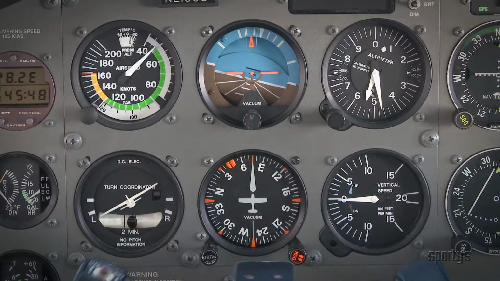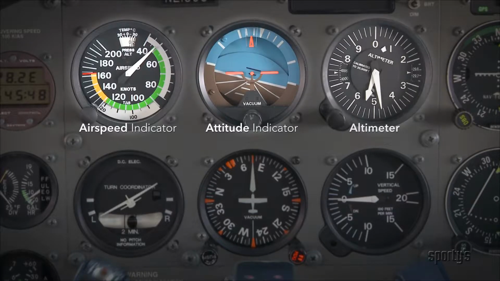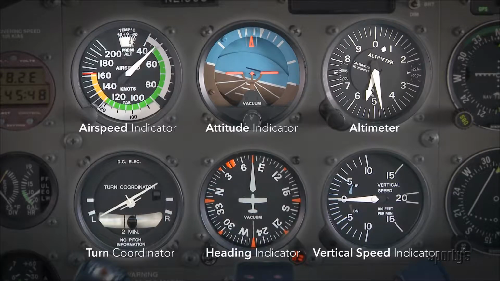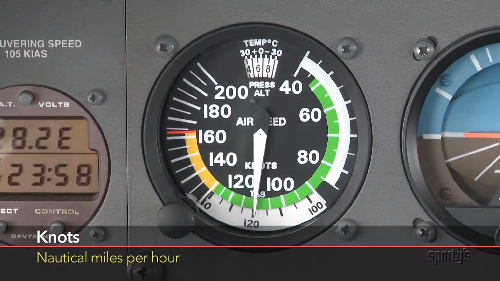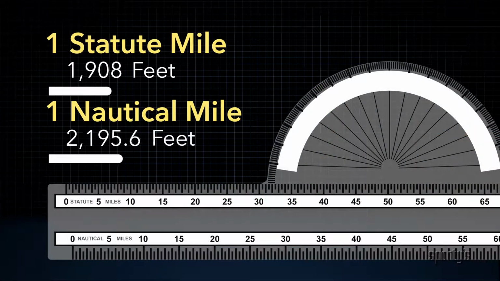The flight instruments are the airspeed indicator, the attitude indicator, altimeter, vertical speed indicator, turn coordinator, and heading indicator, also called the directional gyro. The airspeed indicator is marked in nautical miles per hour, called knots for short. Knots are a measure of speed based on nautical or sea miles. Aviation uses both nautical and statute miles for measuring distances and speeds.